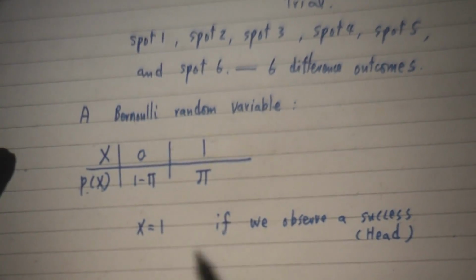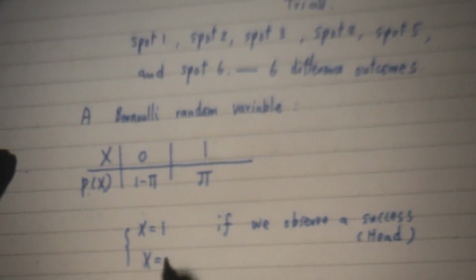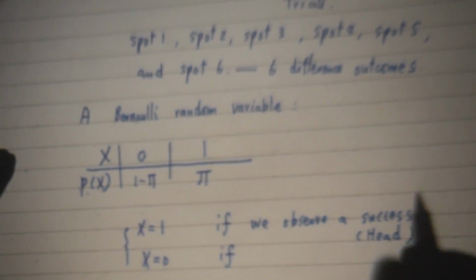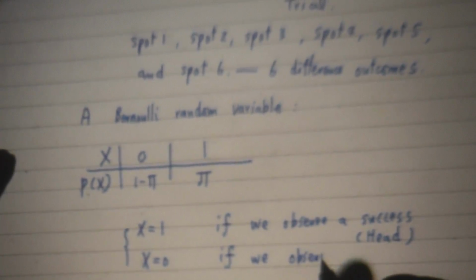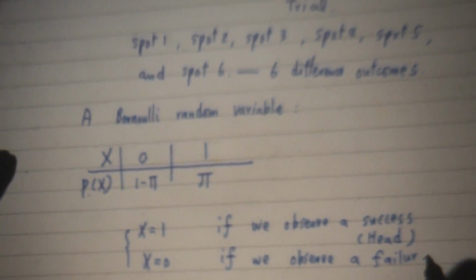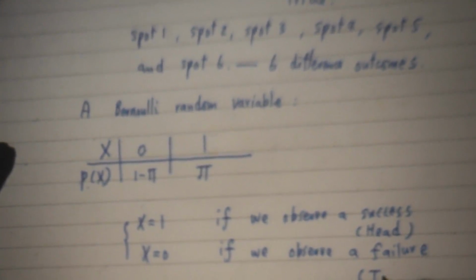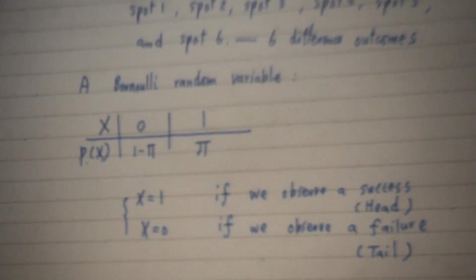Now, x is equal to 0 if we observe a failure. And the failure is what? A tail. Okay? Head and tail.